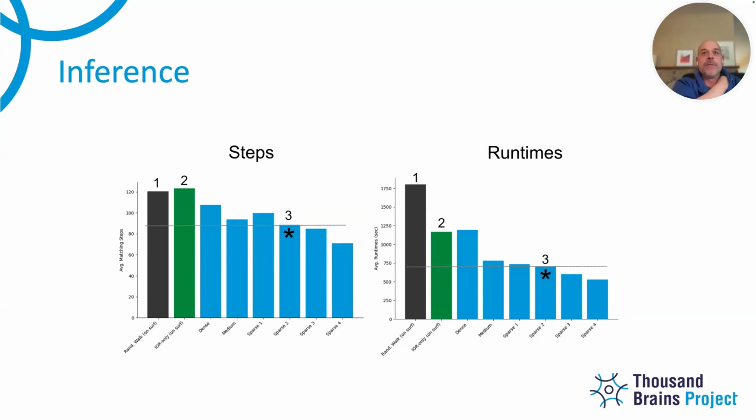I am curious to see how the inhibition of return alone does, though, trained and with inference at roughly this amount of sparsity. I'm curious.